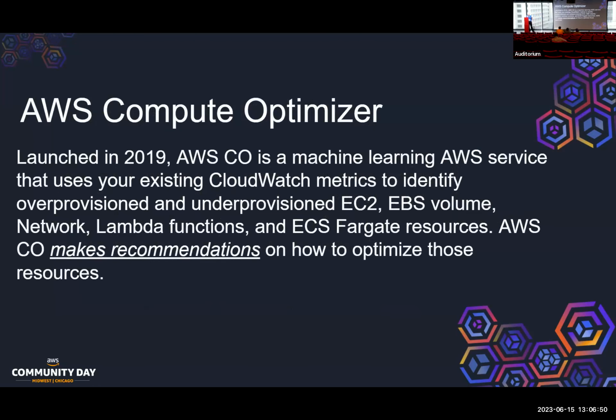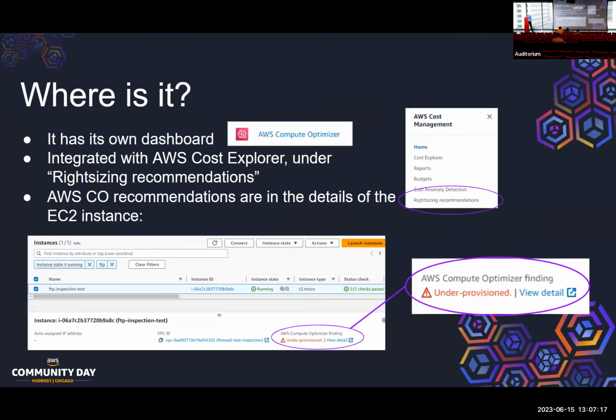AWS Compute Optimizer launched in 2019. It's a machine learning AWS service that uses your existing CloudWatch data metrics to find over-provisioned and under-provisioned EC2, EBS volumes, network, Lambda functions, and ECS Fargate resources. Not only that, it makes recommendations on how to improve, to either meet your performance goals or save some money.